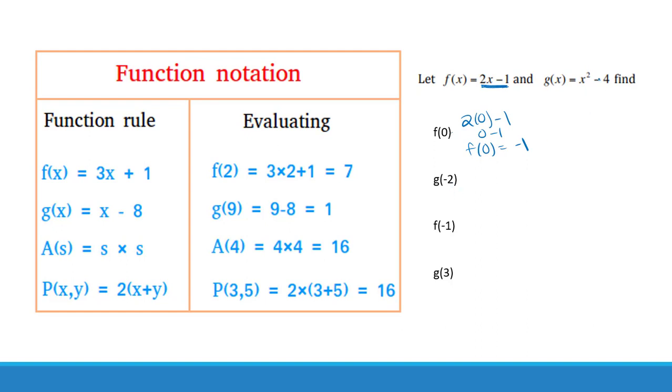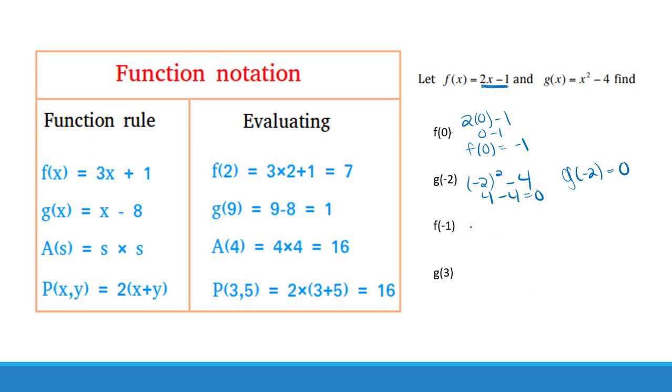Now it wants me to plug in negative 2 for g. Here you do have to be kind of careful because you're squaring negative 2. I always tell students when you put negative 2 and you square it, make sure you put it in parentheses in your calculator. Otherwise, your calculator is not going to take that negative with it, which is going to give you a different answer. So negative 2 squared is going to be 4, and then 4 minus 4 is going to give you 0. So g of negative 2 is going to be 0.